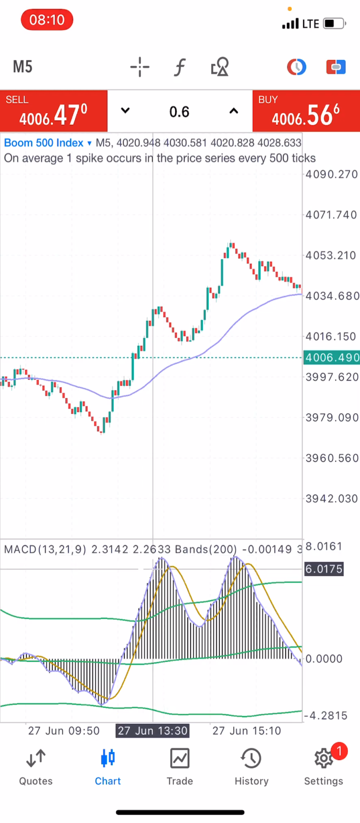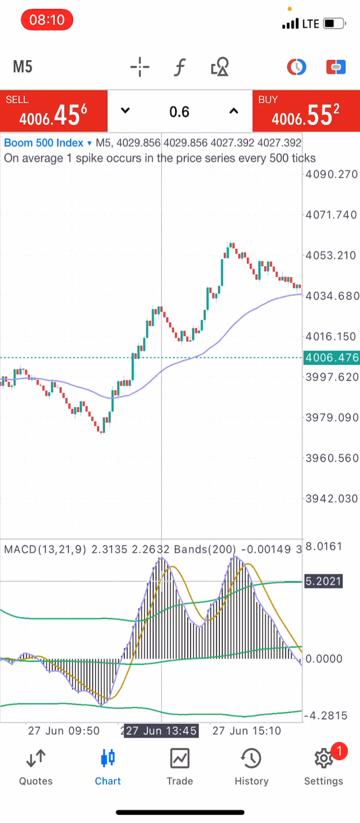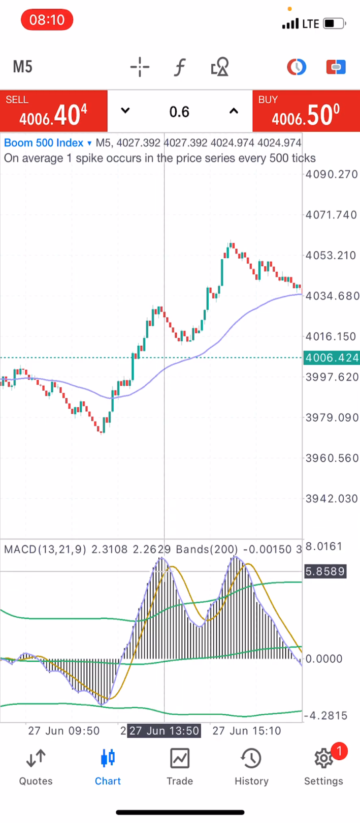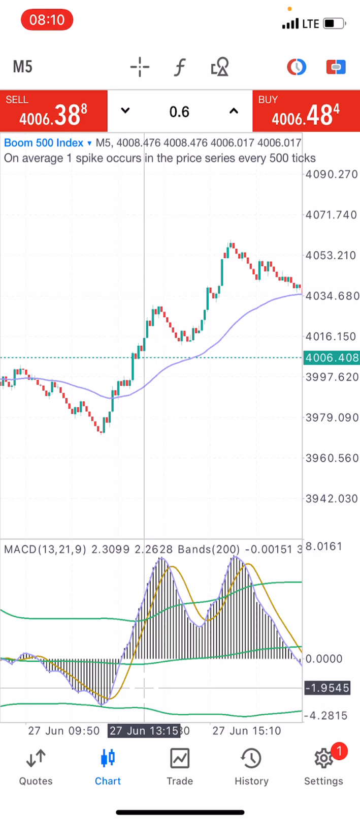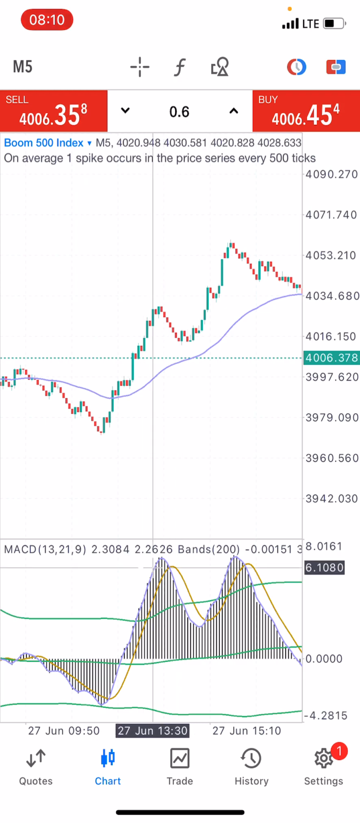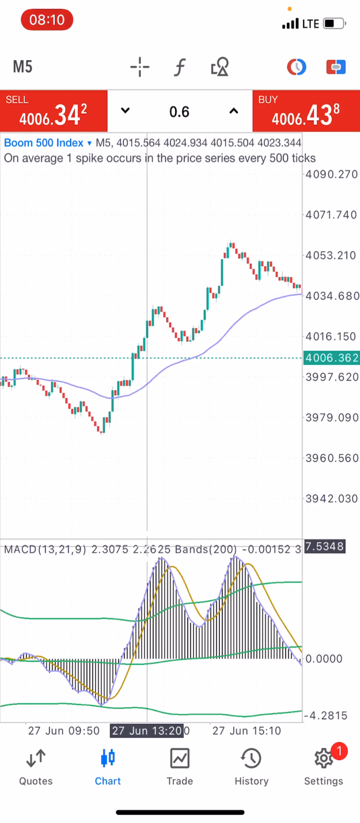So if you want to scalp these positions effectively, what you have to do is wait for a crossover on the upper side. If you want to sell the Boom 500, you have to wait for the market to cross above, not below, but above the Bollinger Bands. Once there's a crossing, you can go in for your scalping for a few minutes and leave the market.